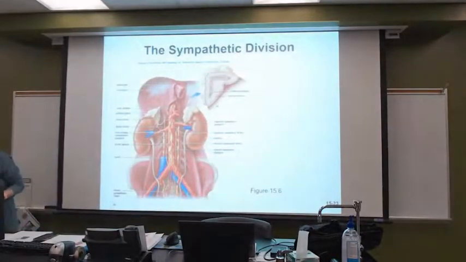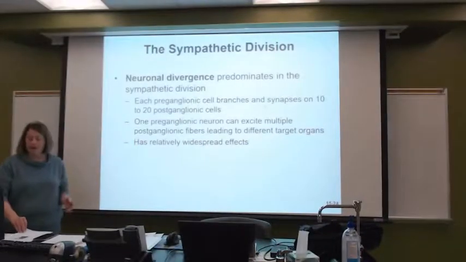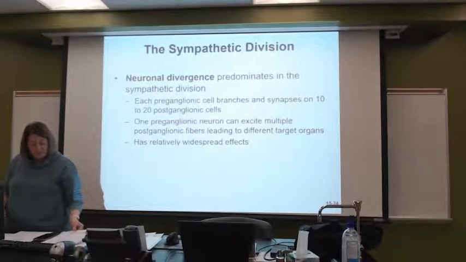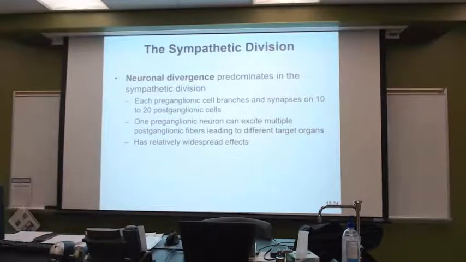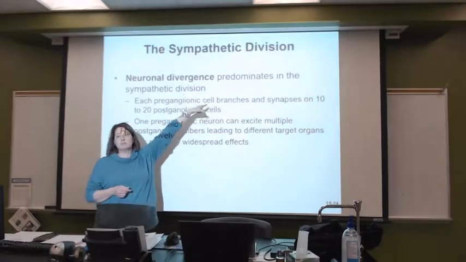Okay, so the blood flow, this vascularization to these arteries is high. To these nerves is high. So we have a very well supplied area of the body. When we're seeing these nerves, one of the things that we say in the sympathetic division, divergence predominates.